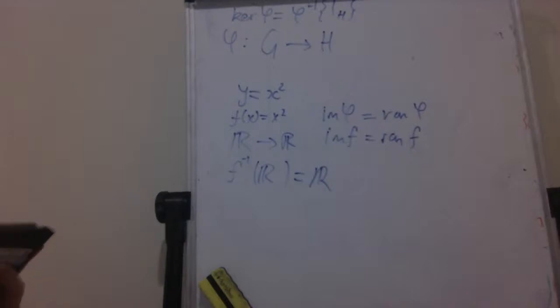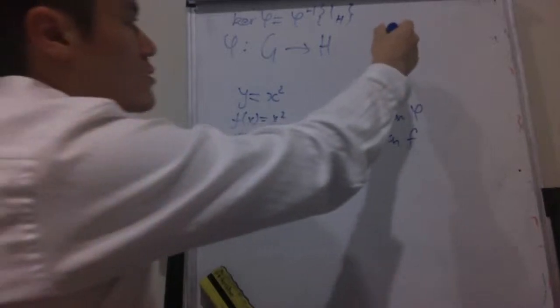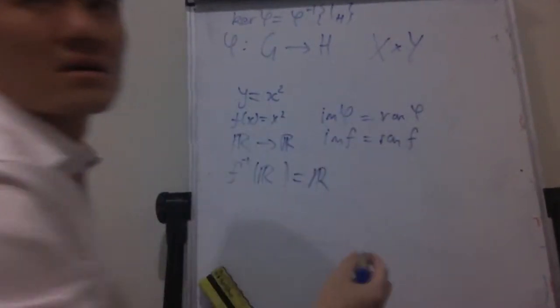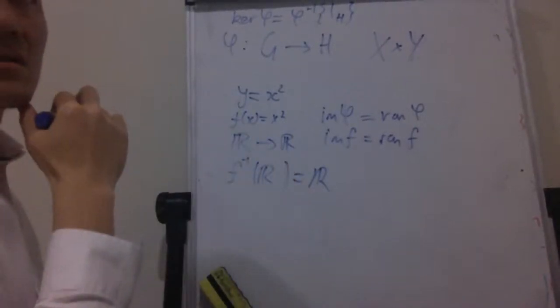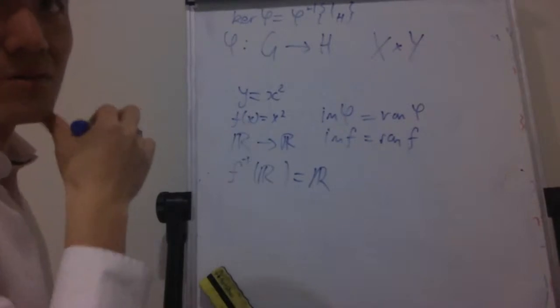So I'm going to define a group now. A group is a set with an operation. Did I tell you to look up Cartesian product? If you have X cross Y, do you know what that set is? You've got to read the emails and do the homework, okay?